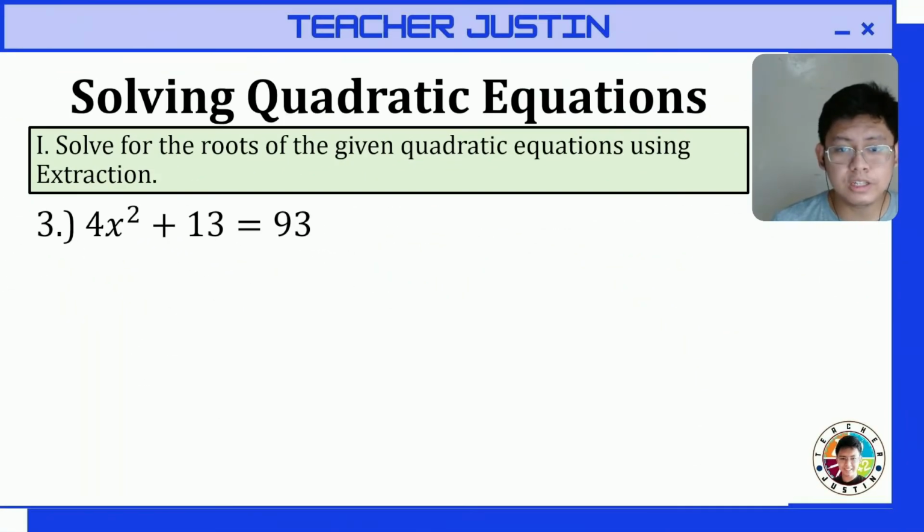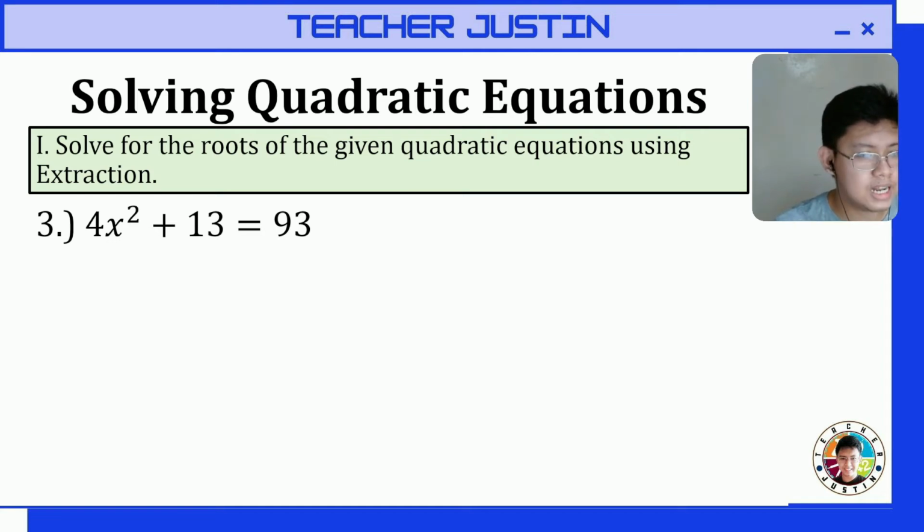So let's solve for the roots of this given quadratic equation. 4x squared plus 13 is equal to 93. So para masagutan natin yung value of x na itong equation na to, we will apply extraction. So extraction is isolating the variable x in order for you to get the value of that variable. So simulan natin by removing the constant.